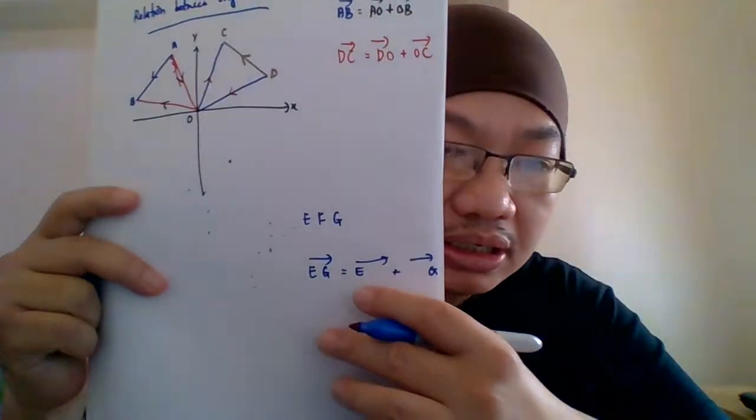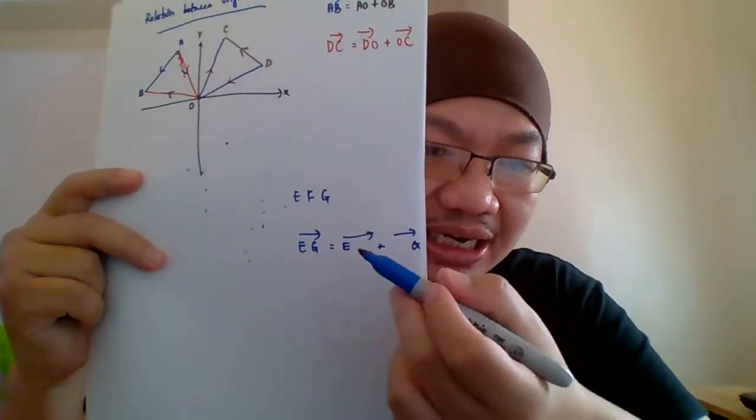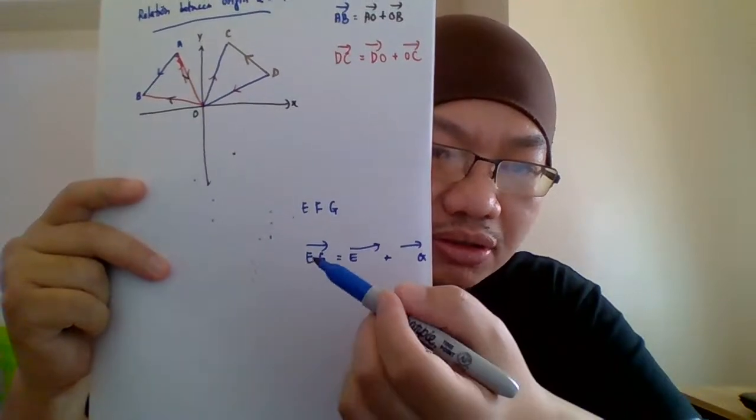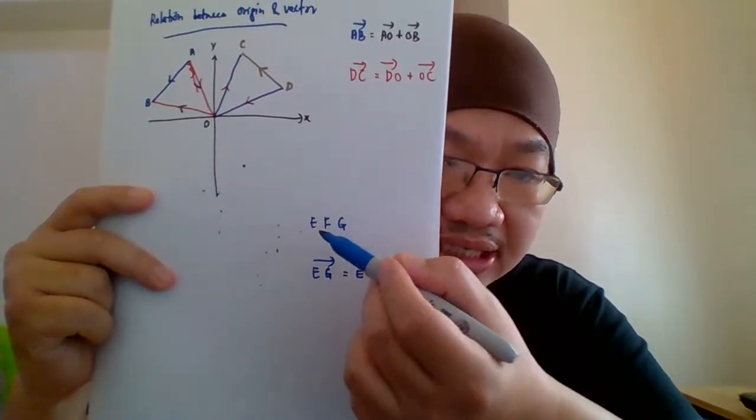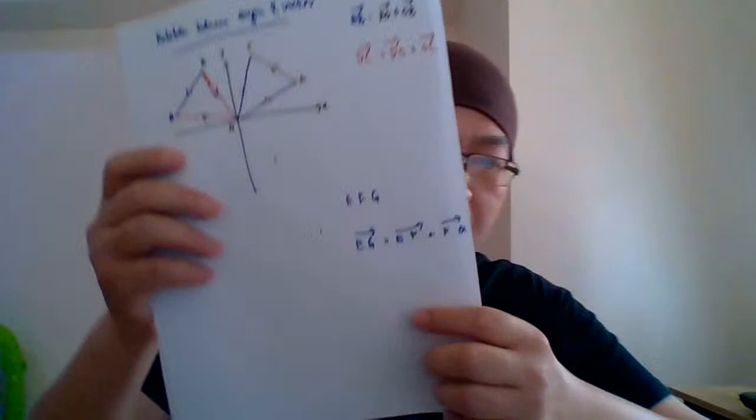Okay, E and G. So what is the other letter we need to fill in here? D, E and G we already use here. So we have another letter which is F. So just write down your F here. So it will become like this.